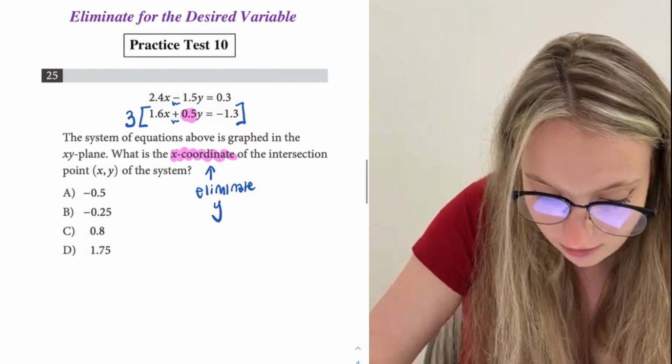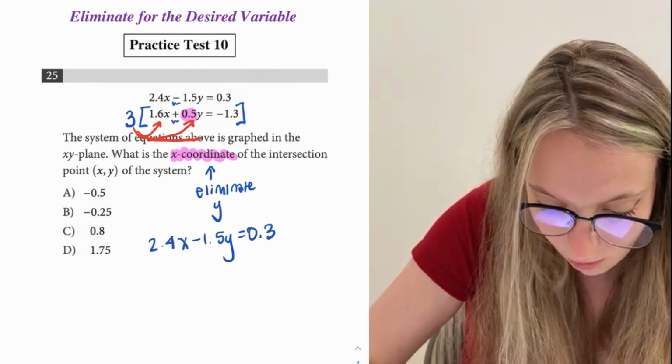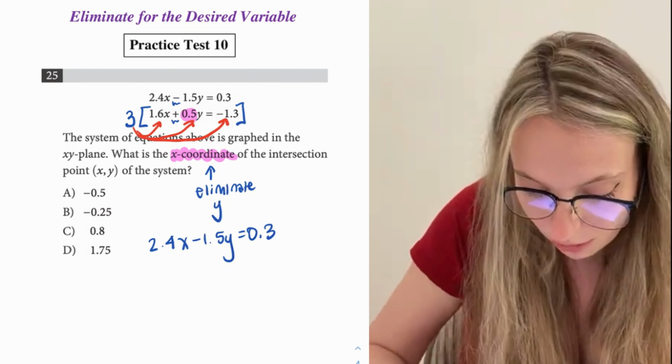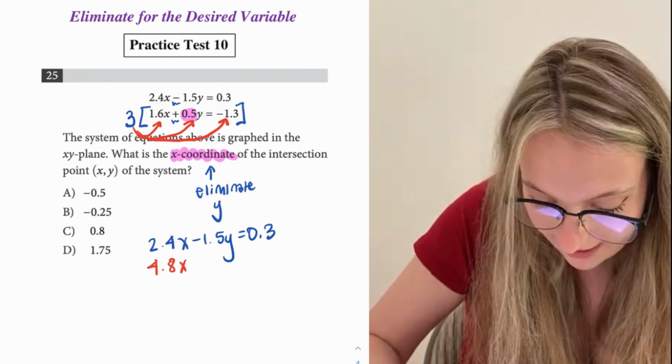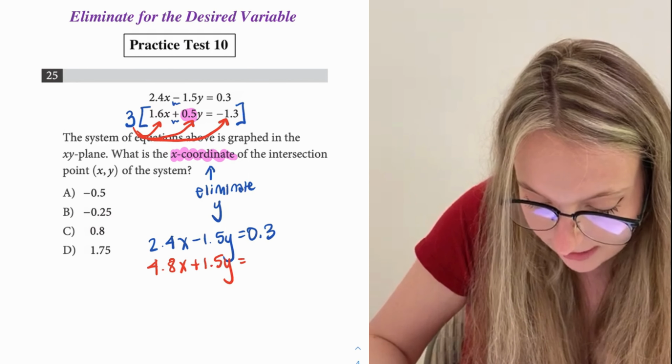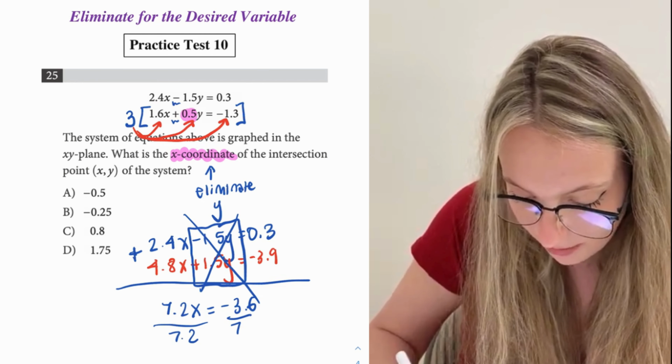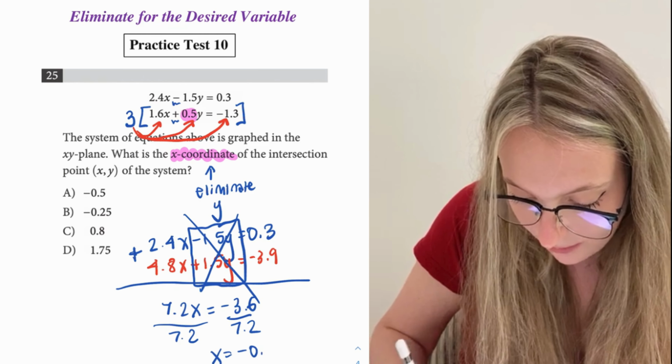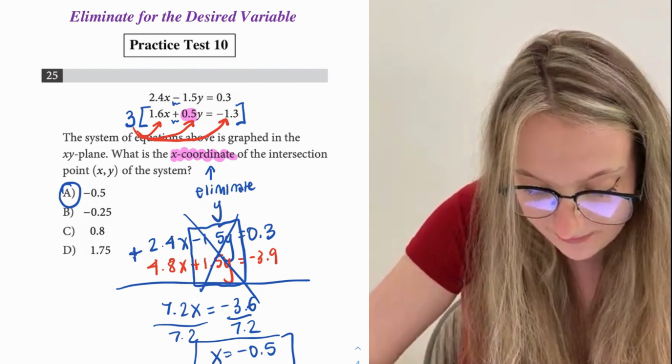Again, I need to make sure I'm distributing this 3 to all of the terms, not just the one that's the reason why we decided to multiply by 3. So this becomes 4.8x plus 1.5y is equal to -3.9. Now when we add these equations together, the y's are going to knock themselves out. We have a -1.5y and a positive 1.5y, get rid of those. This becomes 7.2x is equal to -3.6. Dividing both sides by 7.2, we get that x is equal to -0.5, which is choice A.